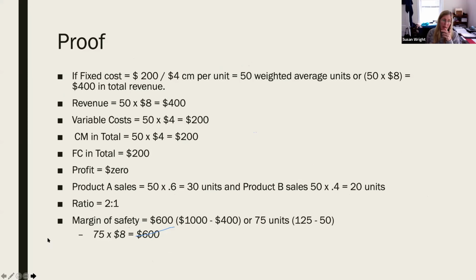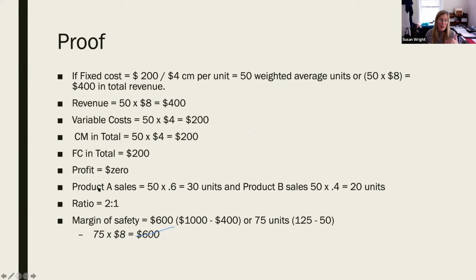All right, and then I did some more calculations for that. So based on if fixed costs are this, contribution margin is this, that gives us 50 weighted average units to break even, or 400 bucks in revenue. You can get that going this way too, and your variable costs and your contribution margin and your fixed costs in total, so that profit is 0 at break even. So this is a proof right here. 400 minus 200 is 200, minus 200 is 0.